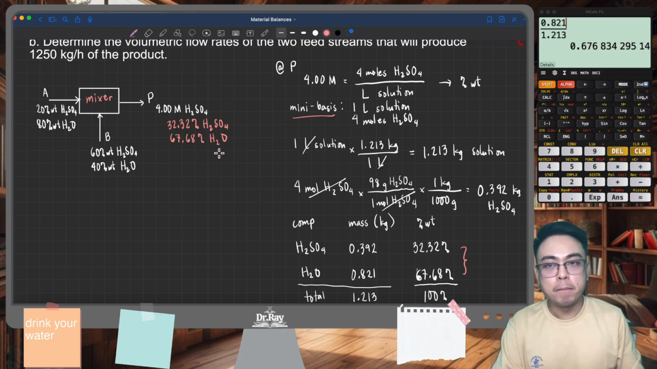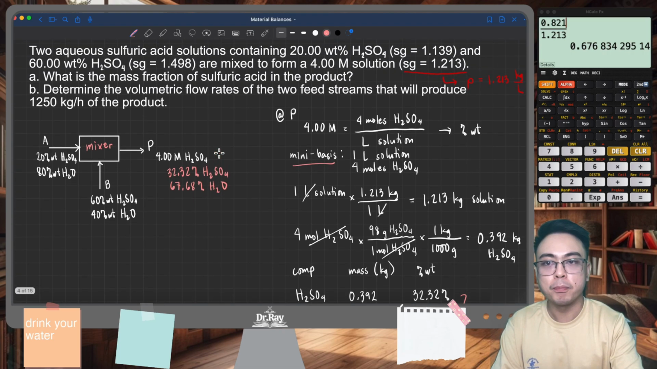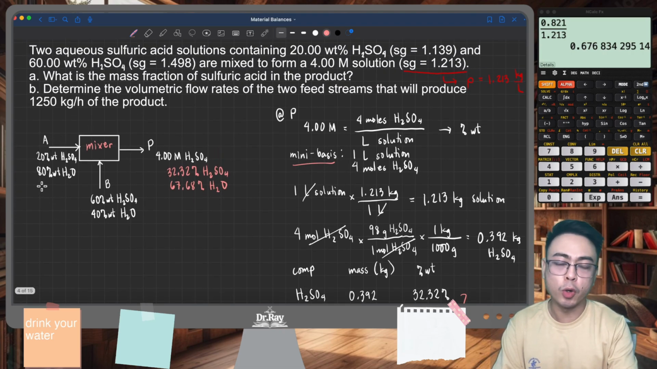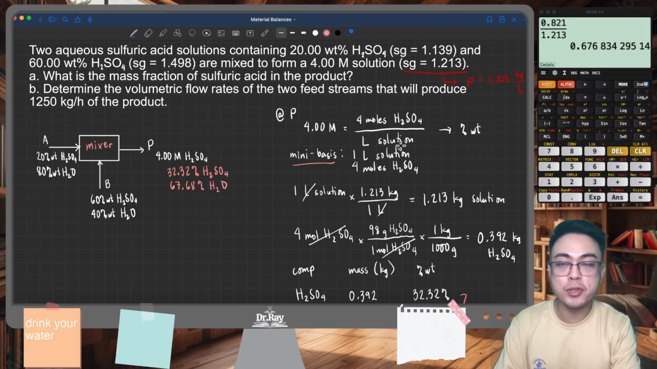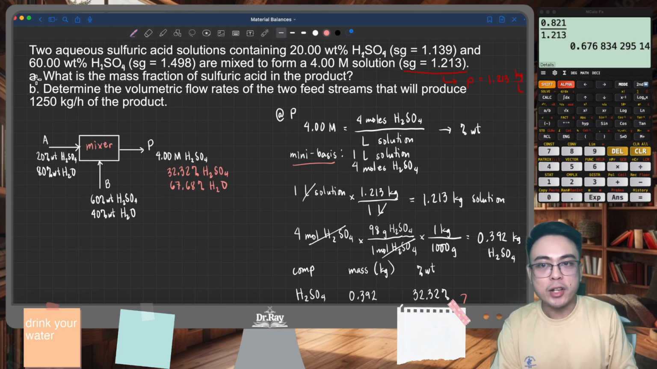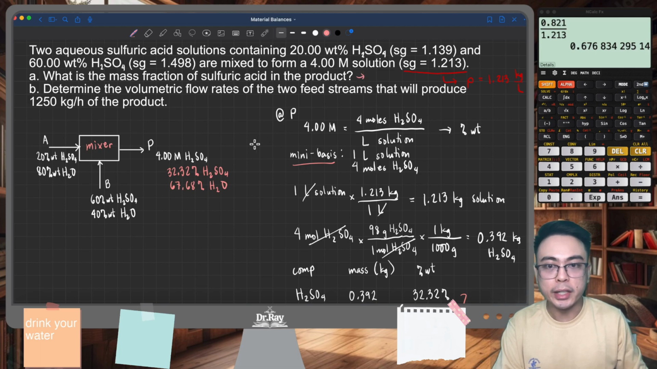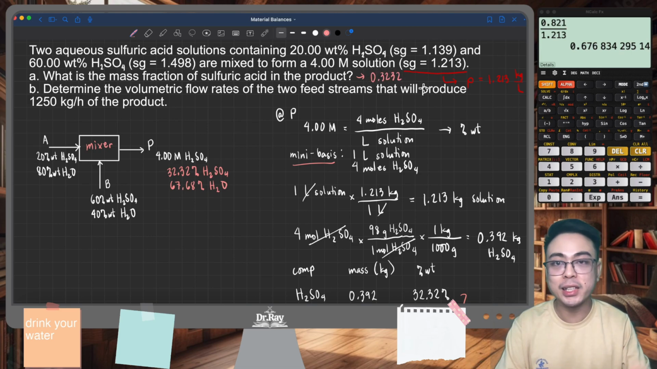Now our diagram is actually complete. So if you go back to the problem, you were already given the percent by weights of both sulfuric acid and water in the two feed streams. In the product stream, we just got that coming from our side calculations here. We have answered letter A. To answer letter A, what is the mass fraction of sulfuric acid in the products? It's 32.32% by weight, but in terms of mass fraction, that is 0.3232. That is our answer.